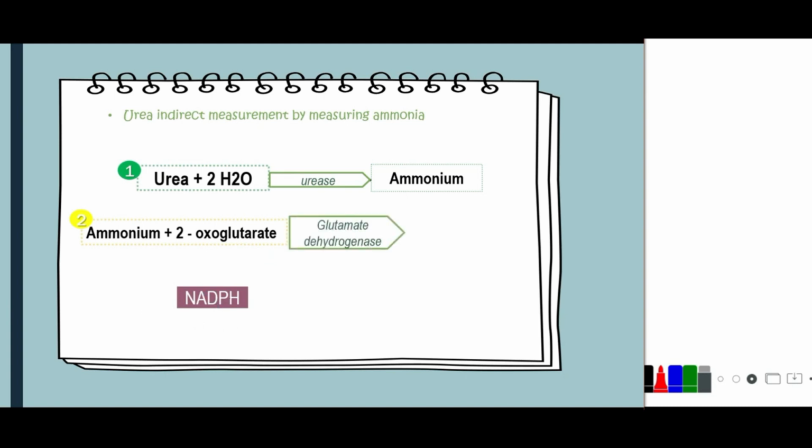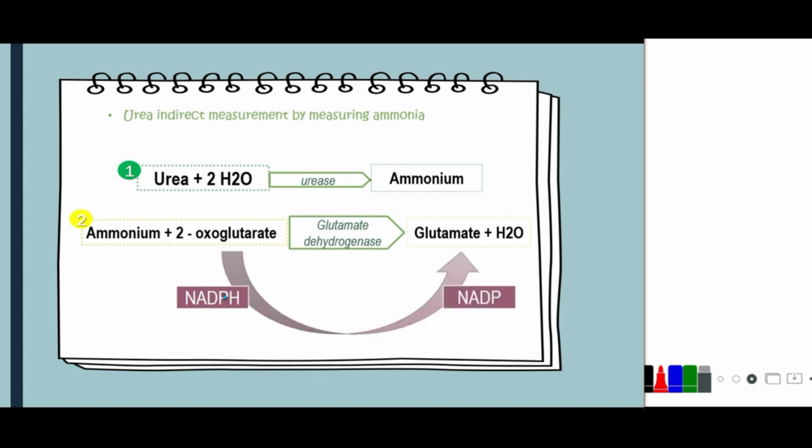As I have mentioned, we have here glutamate dehydrogenase, and the product formed will be glutamate plus water, and the NADPH coenzyme here will be oxidized to NADP. So, of course, very obvious: how do we interpret the level of urea? We interpret it by observing a change in absorbance, particularly a decrease in absorbance at 340 nanometers, since NADPH here has been oxidized to NADP.